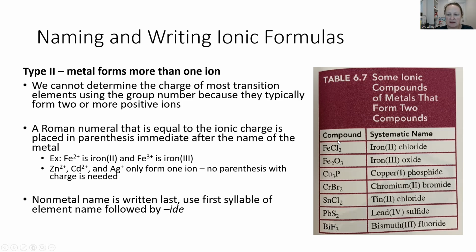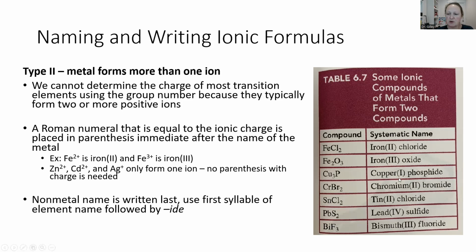And we know that because there's 2 negatively charged chloride ions, -1. 2 of those is -2, so the iron must be +2. Here you can see iron forming a different ion. Iron also forms 3+ ions, which you can see here in iron oxide. And there's lots of other transition elements like copper, chromium, tin, lead, and bismuth that form more than 1 ion.